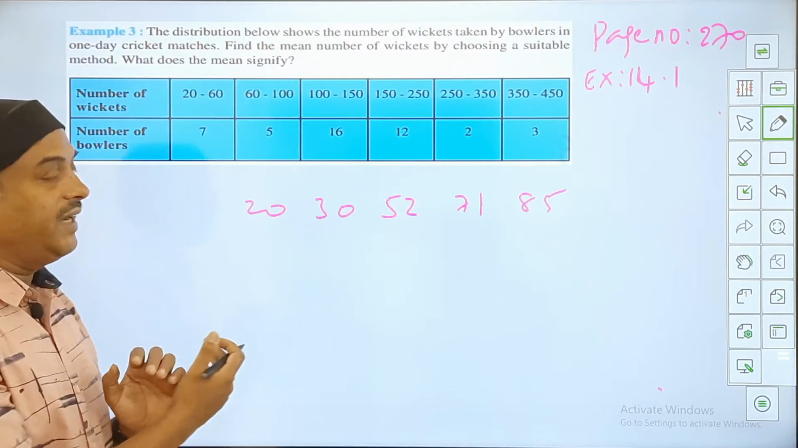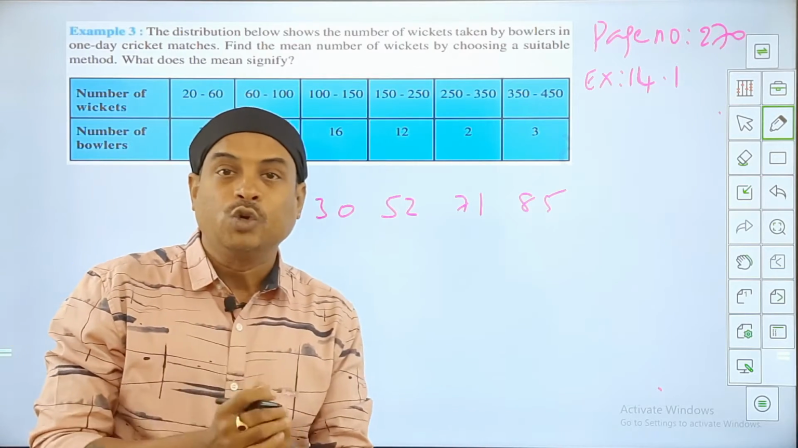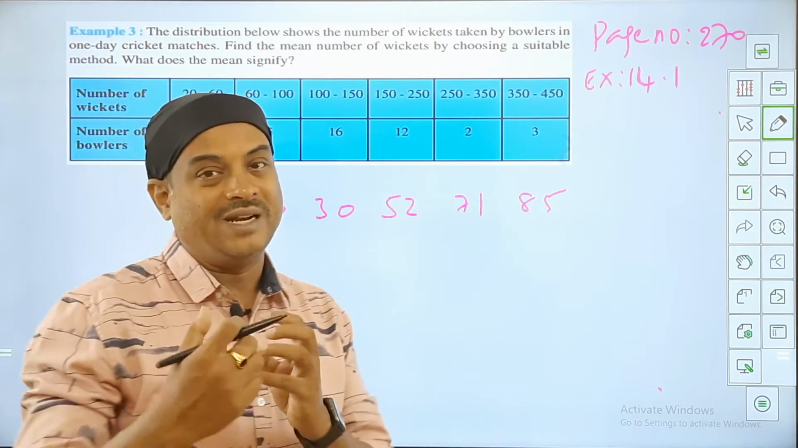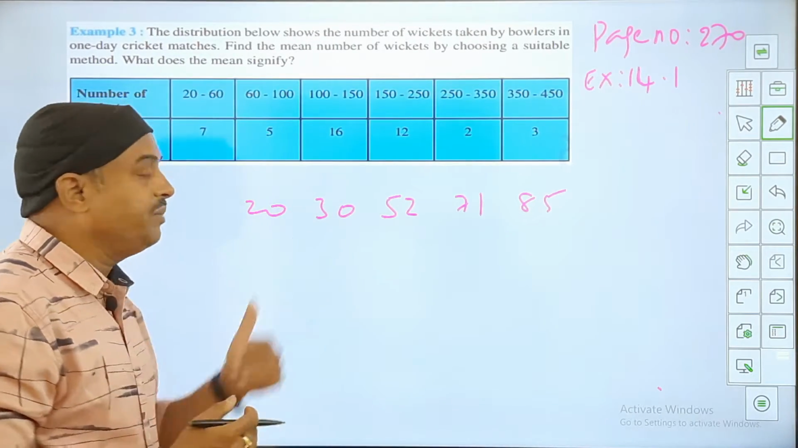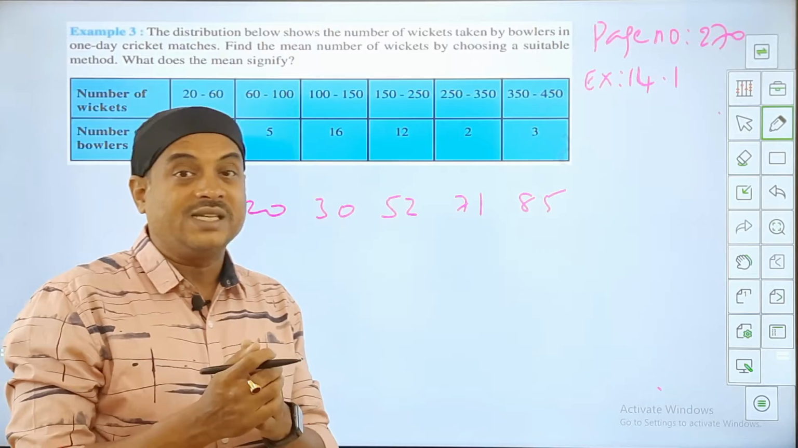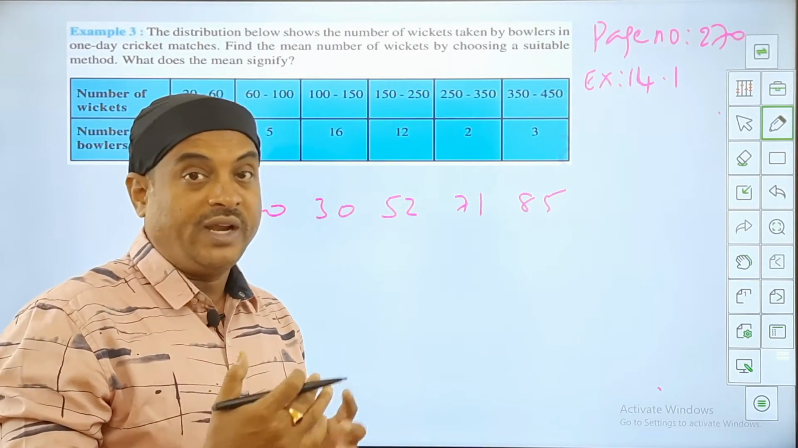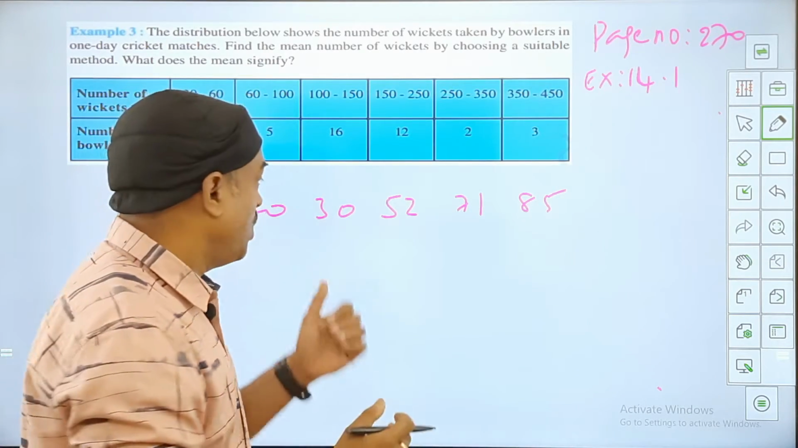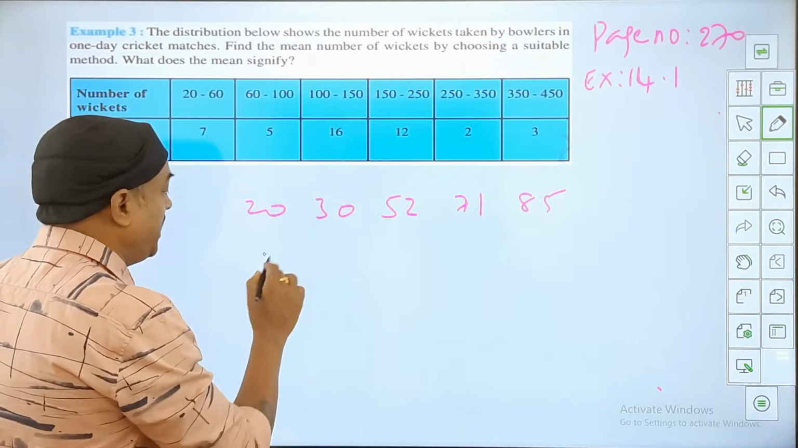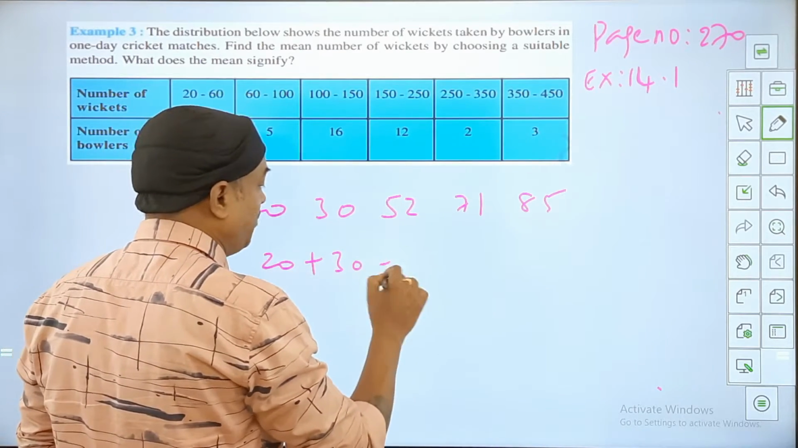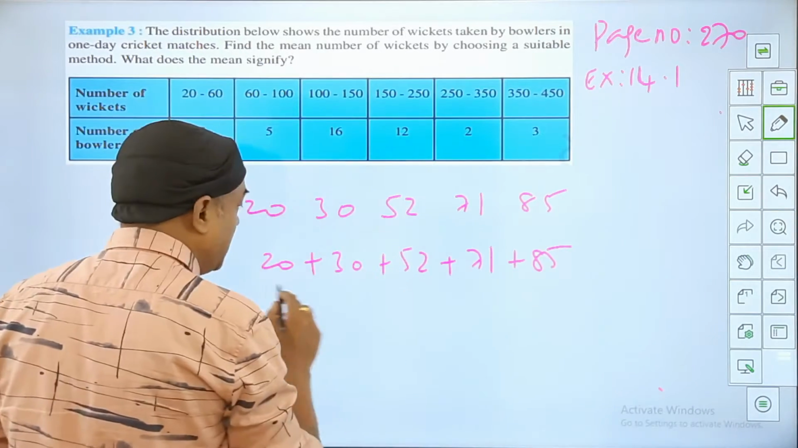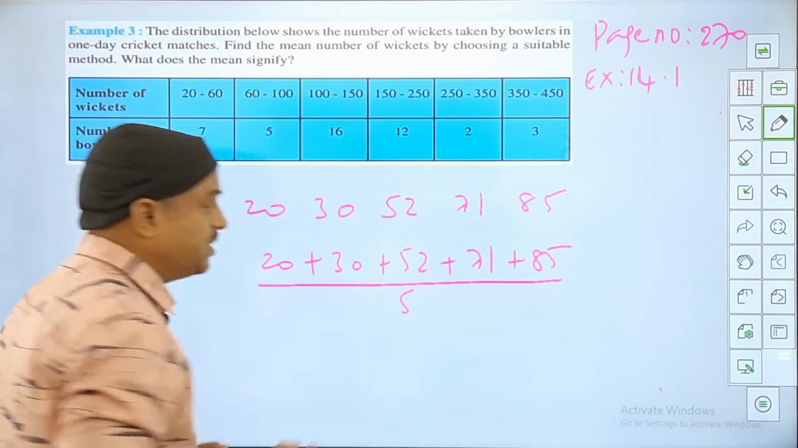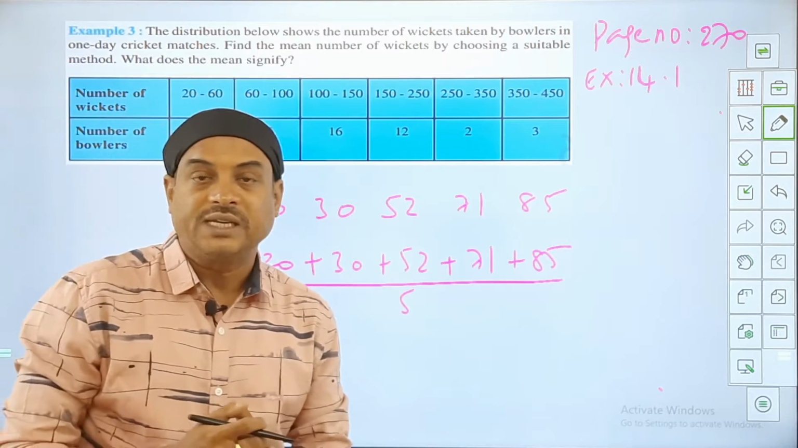Now this kind of data is said to be ungrouped data. Ungrouped data means randomly some numbers are given and you are asked to find mean. For example, how to find mean of these numbers? You all remember mean is nothing but an average. So we need to find an average of these numbers. How do we find average of these numbers? We'll take the sum like 20 plus 30 plus 52 plus 71 plus 85, divide by 5 numbers, because 5 different observations are given.